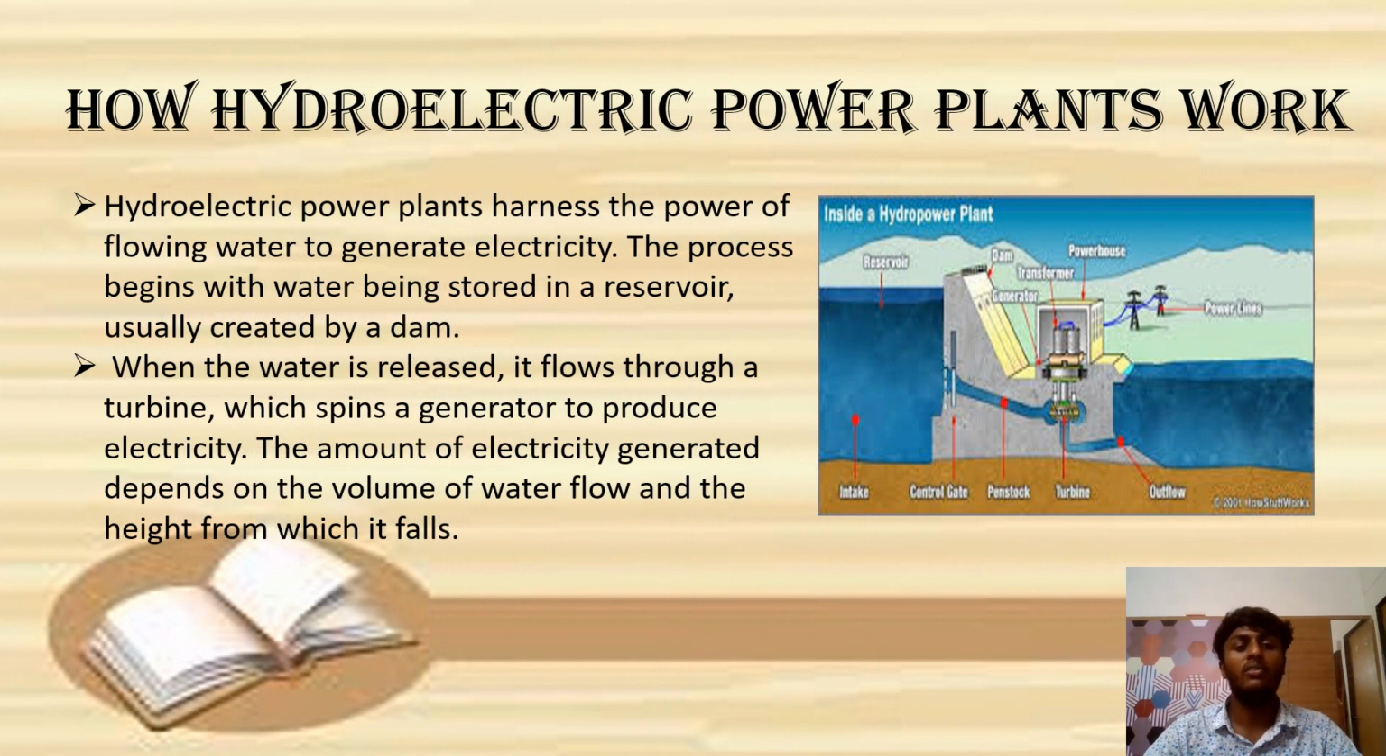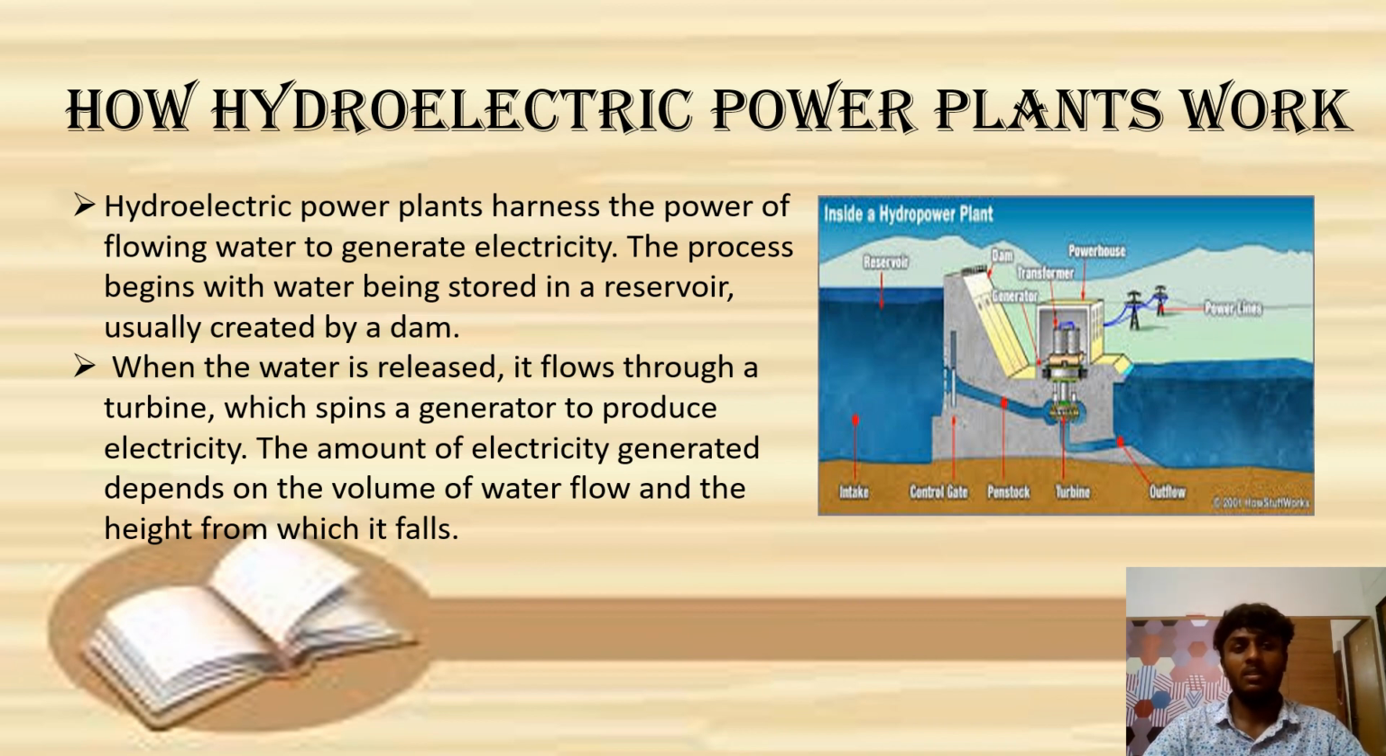Let us discuss how hydroelectric power plants work. Hydroelectric power plants harness the power of flowing water to generate electricity. The process begins with the water being stored in the reservoir, usually created by a dam. When the water is released, it flows through a turbine which spins a generator to produce electricity. The amount of electricity generated depends on the volume of water flow and the height from which it falls.